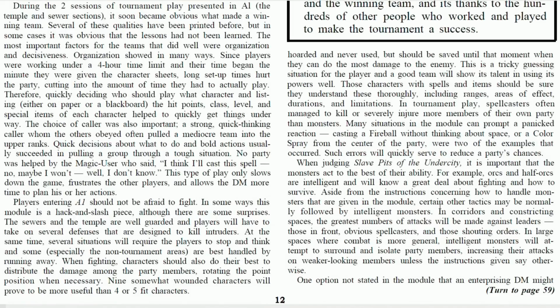And then when judging the slave pits of the Undercity, it's important that the monsters act to the best of their ability. For example, orcs and half-orcs are intelligent and will know a great deal about fighting and how to survive. Aside from the instructions concerning how to handle monsters that are given in the module, certain other tactics may normally be followed by intelligent monsters, and he goes on from there. Now it's going to continue on page 59.